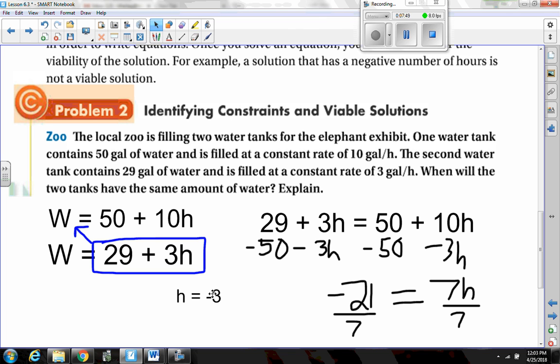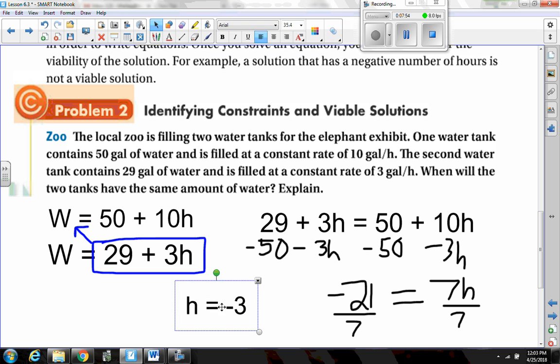And if I plug that back into one of my equations, I get that the amount of water that I had in them at that time is 20 gallons. Okay, so what we have to understand then about this as our solution, when will the 2 tanks have the same amount of water? Well, negative 3 hours from now.